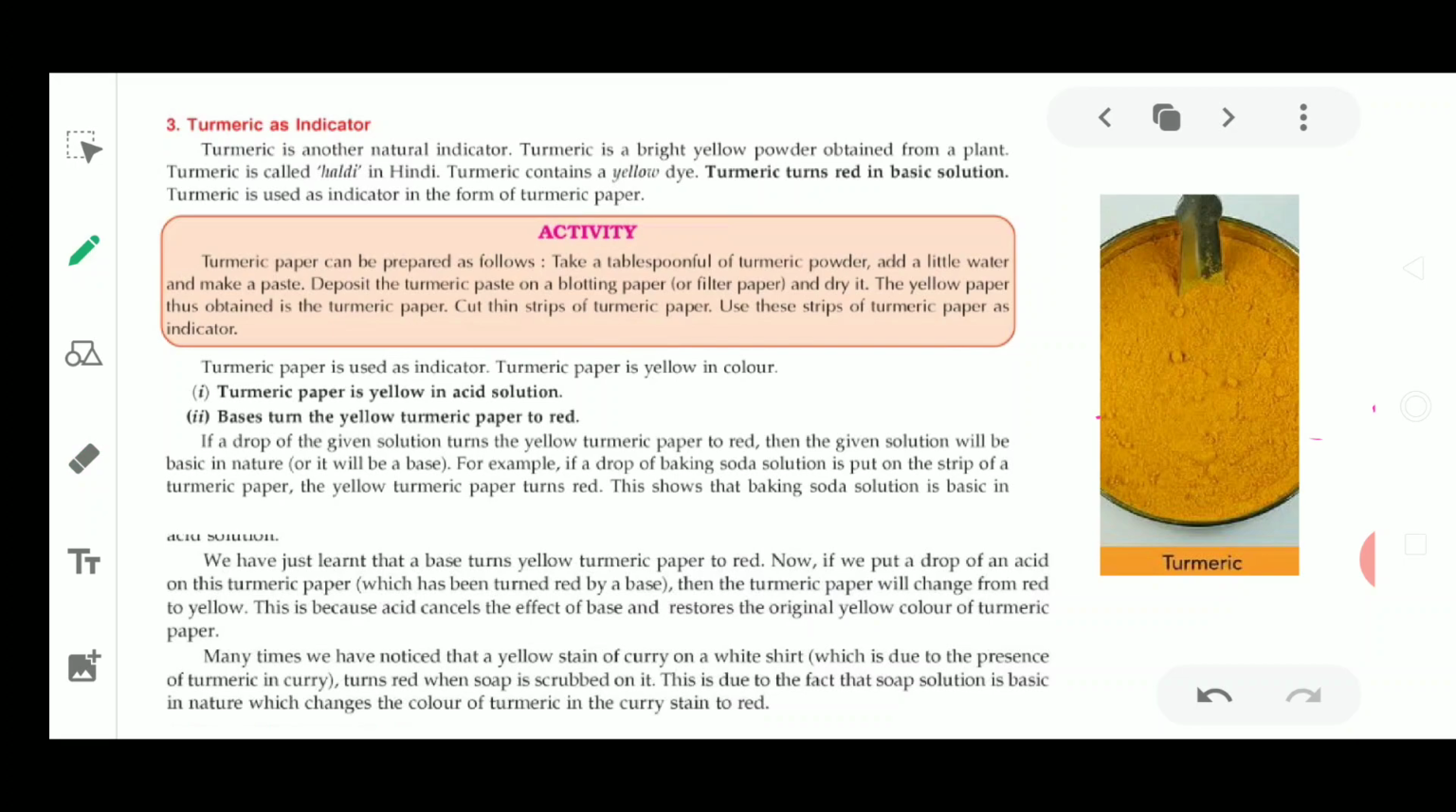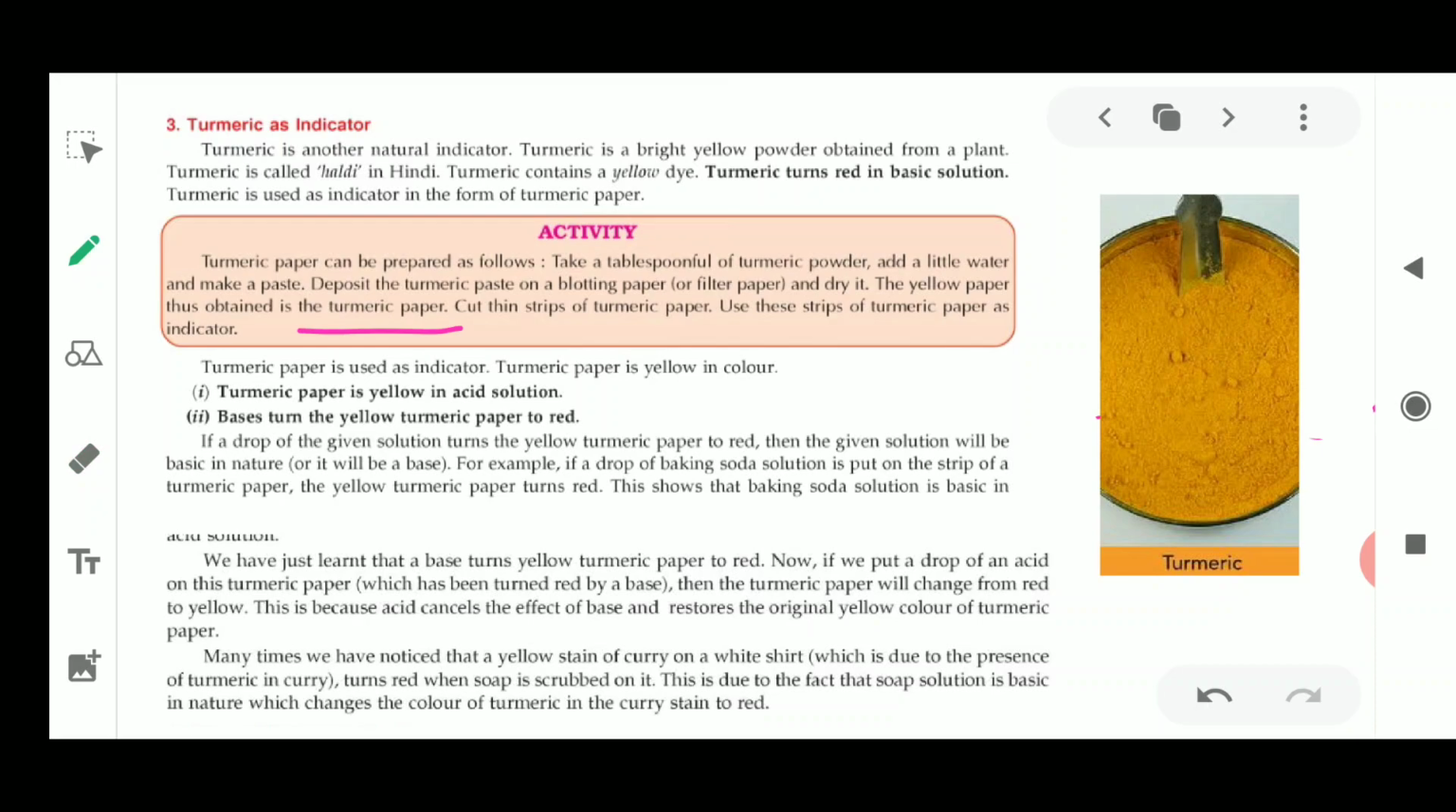Now how are you going to make this turmeric paper? Turmeric paper is made as follows. Take a tablespoonful of turmeric powder, add a little water to it, make a paste. Now deposit this turmeric paste on a blotting paper or a filter paper and dry it. Now the yellow colored paper is obtained, which is known as turmeric paper. You can cut strips of this turmeric paper and use it as an indicator.